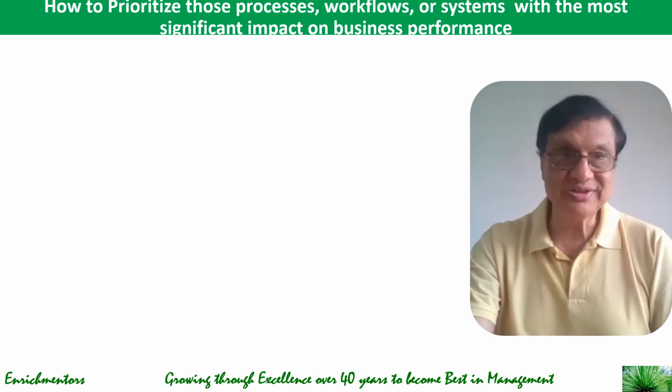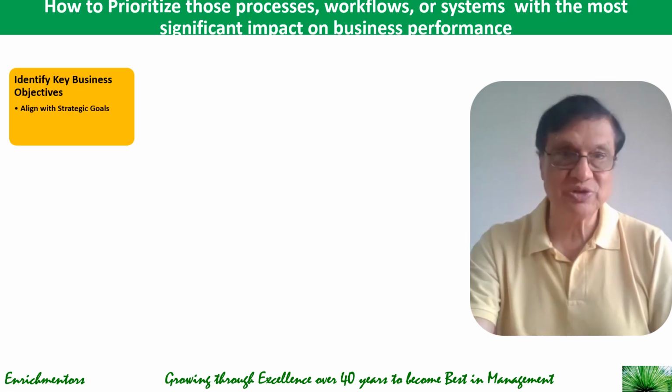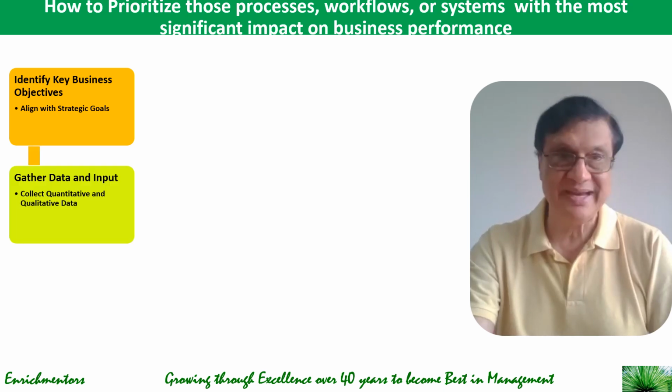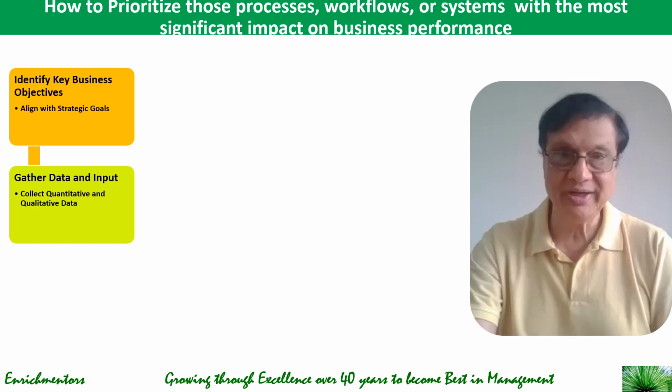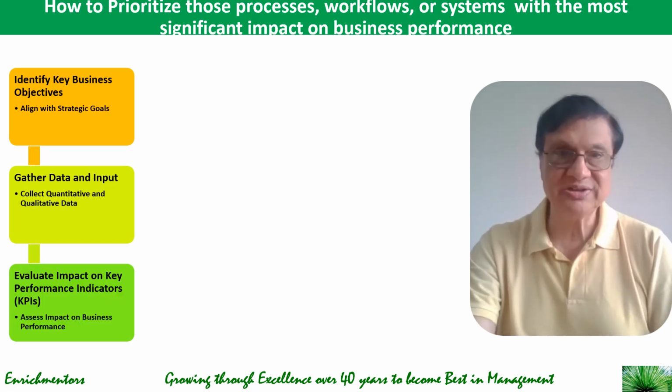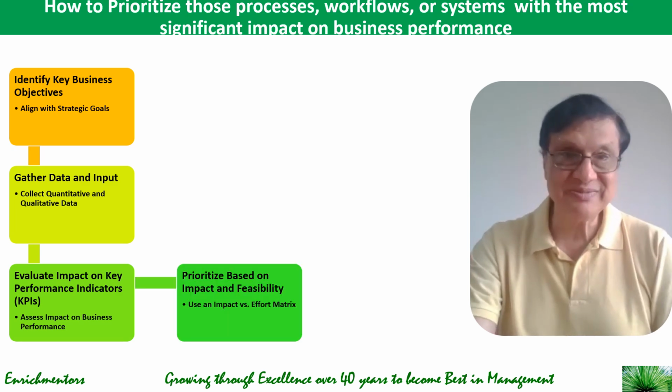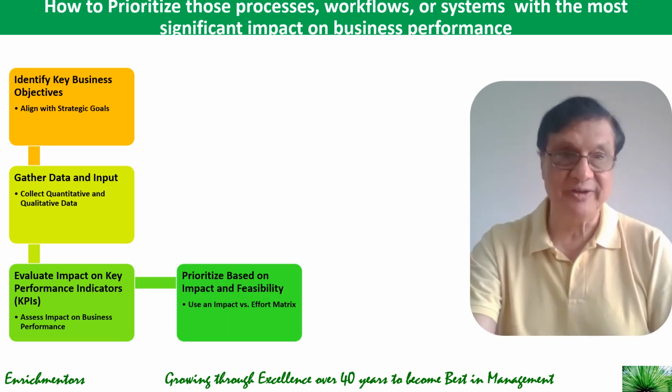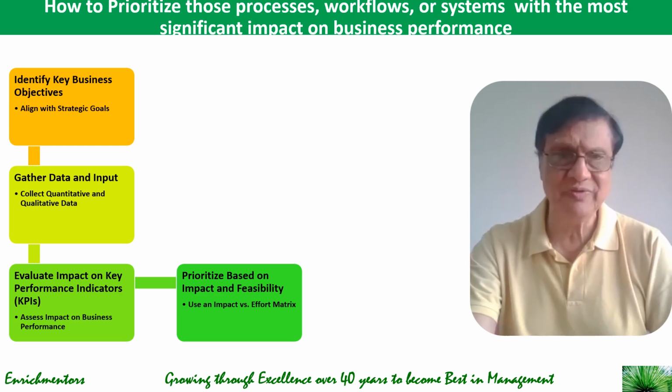So what you need to do is start by identifying key business objectives and make sure that they are aligned to your strategic goals. Then gather data and input by collecting quantitative and qualitative data. Evaluate impact on key performance indicators to assess impact on business performance, and prioritize based on impact and feasibility. Okay, and there you can use an impact versus effort matrix. We will take you through each of these steps, so not to worry.